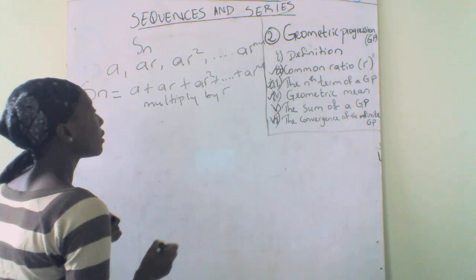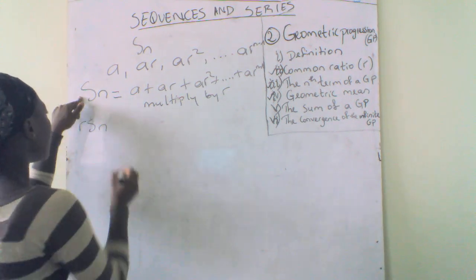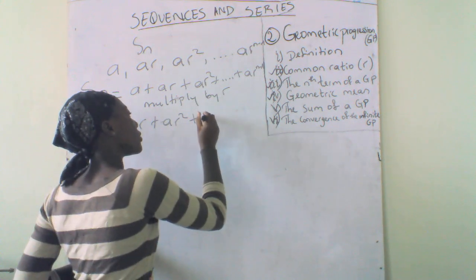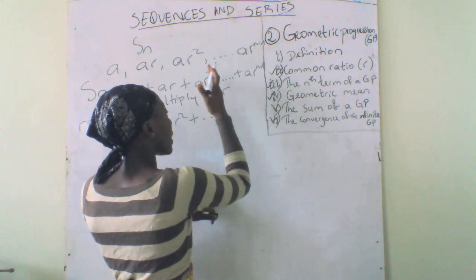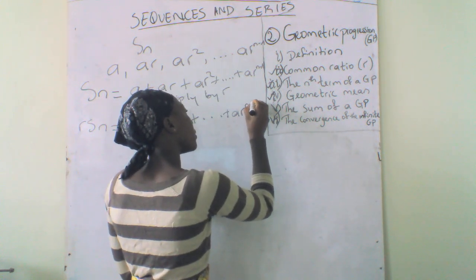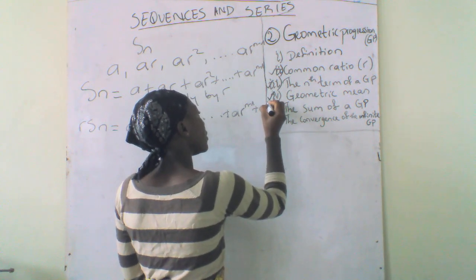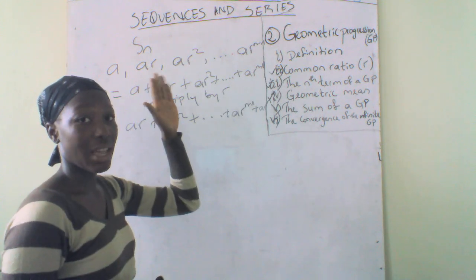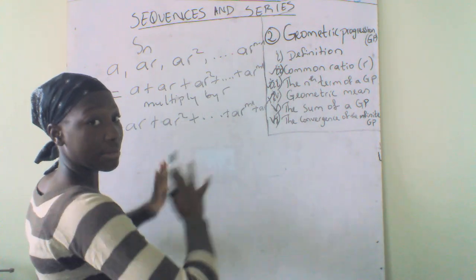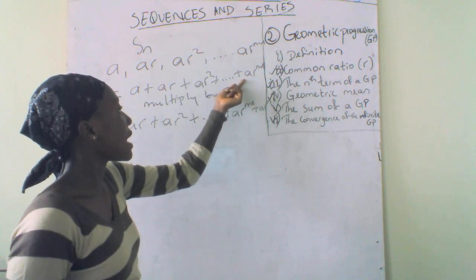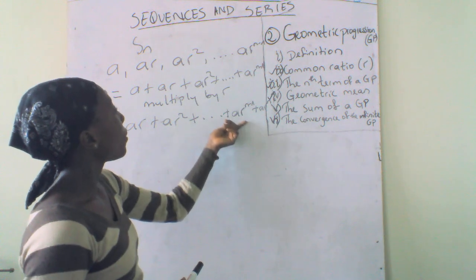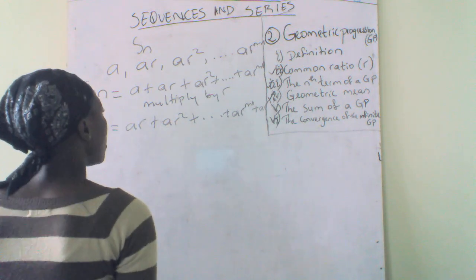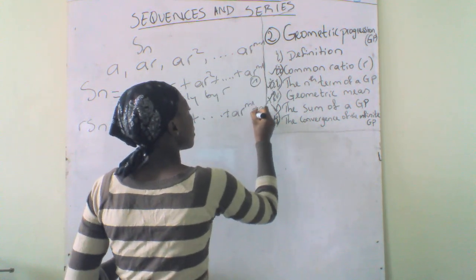So I will multiply this sum by r. It will give me rSn, r times this: ar plus ar squared, r times this, plus dot dot dot, you continue multiplying, plus ar^(n-1), plus ar^n. Here, r times the term coming before ar^(n-1), which is ar^(n-2), gives ar^(n-1), and then r times this is ar^n.